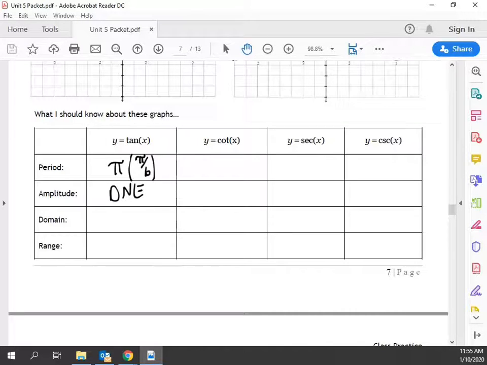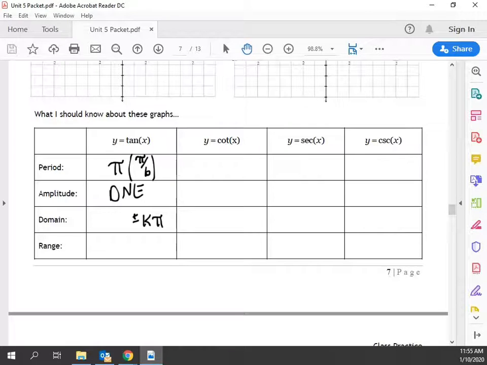The asymptotes. How often are they located, guys? Every pi. So I'm going to put at the end of this equation plus or minus k, which is any number, times pi. So I could sit there and say, oh yeah, I'm going to have an asymptote here and every other pi. By writing plus or minus k over pi, you've established the every other pi.